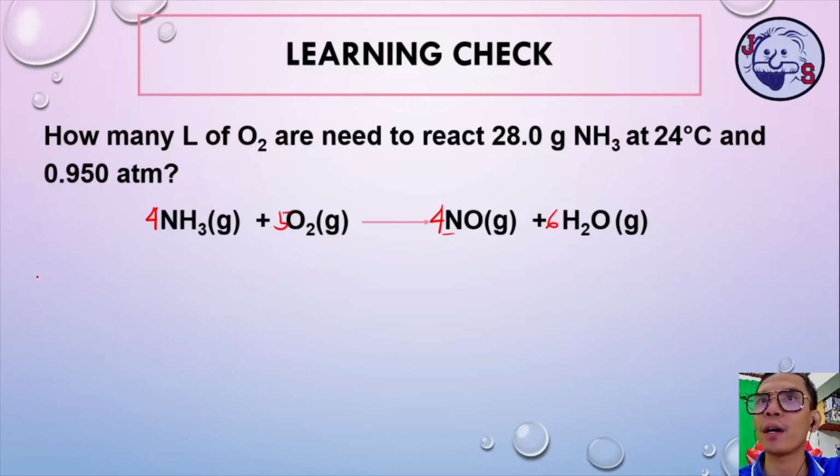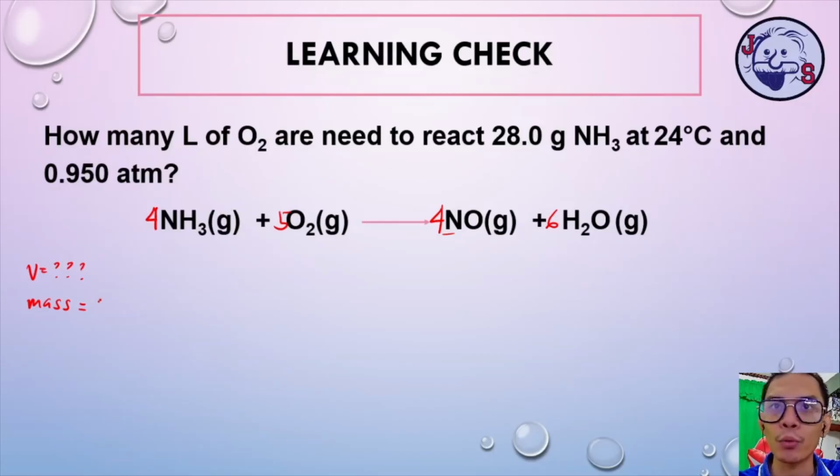So we have how many liters? Okay, so we are computing for the volume because that one is missing. And we have 28 grams. So we have the mass. Now the mass will be converted to moles. That is mandatory. Before you compute for the ideal gas, you need to convert it first.